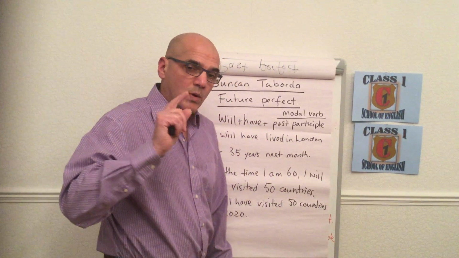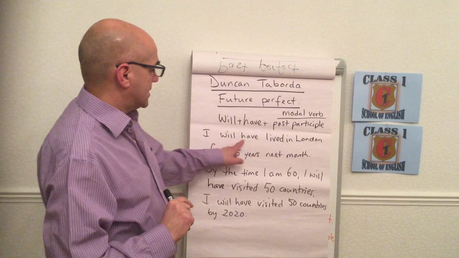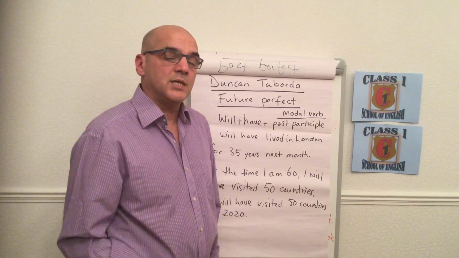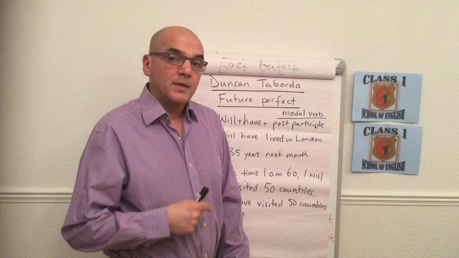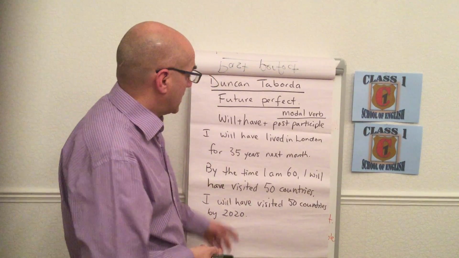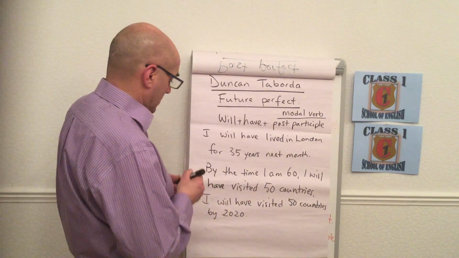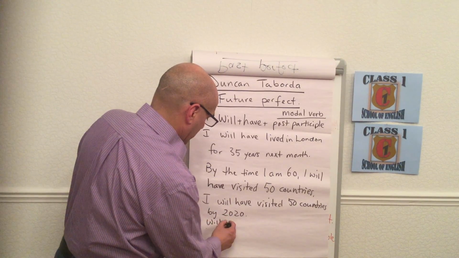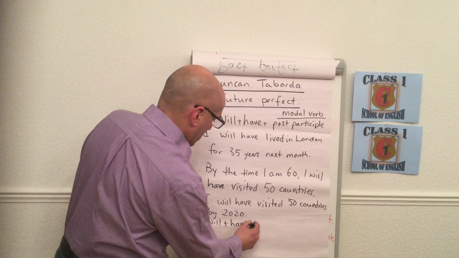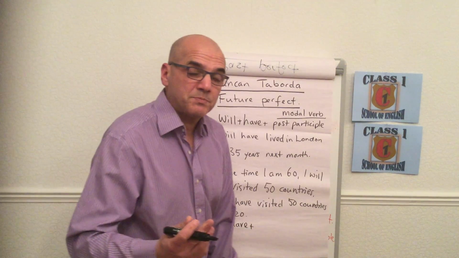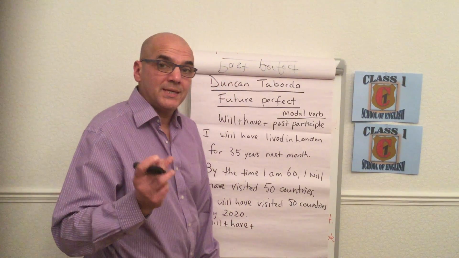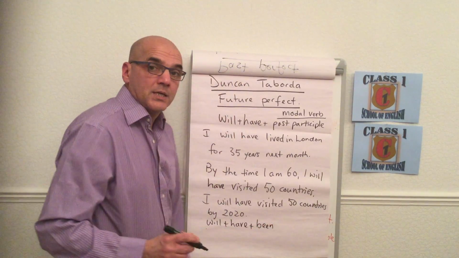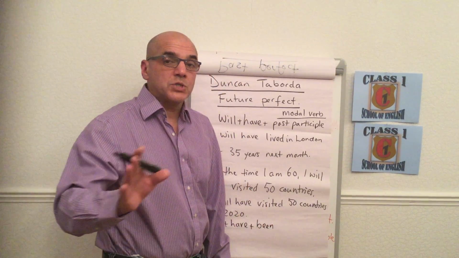Alright? And just to tell you one more thing, this particular sentence here, I could have used the future perfect continuous. Alright? The future perfect continuous is going to be will plus have plus the past participle of the verb to be. So that is been.